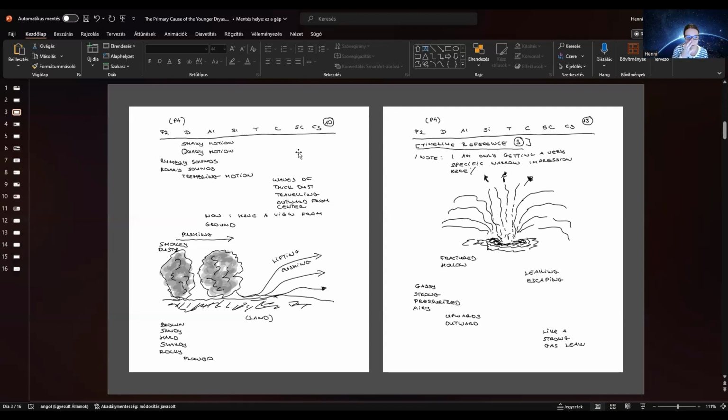The land I describe as hard, shardy, rocky, and flowed out by something. I am seeing a fractured, hollow land surface, and there is something leaking and escaping out of it. It's gassy, strong, pressurized, and it's ejecting upwards and outwards. It reminds me of a strong gas leak.